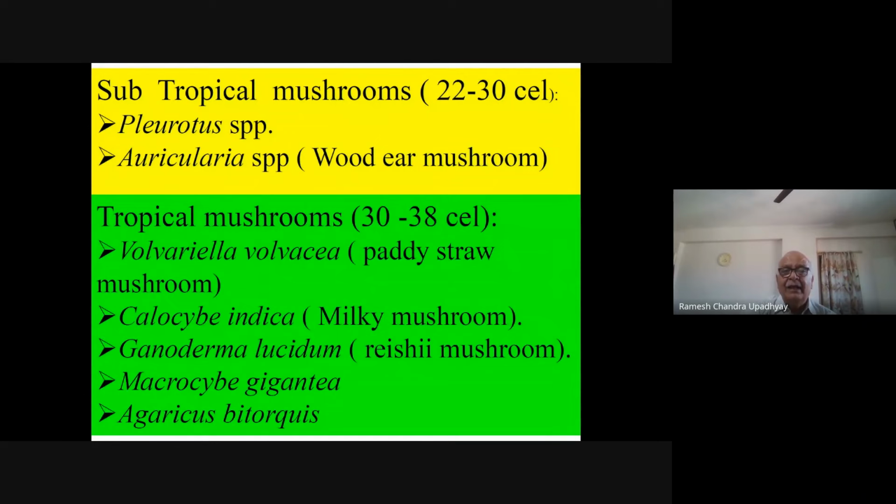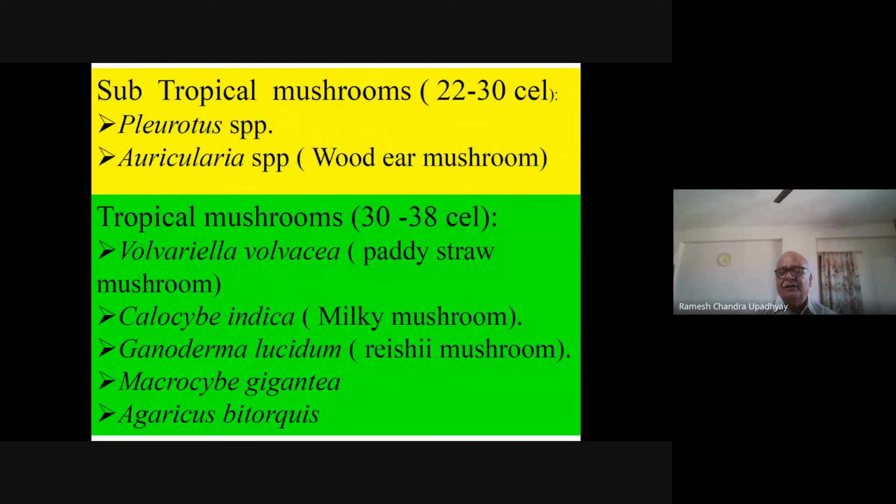Another mushroom, Calocybe indica. Indica, that name indicates this is from our Indian culture. It is also known as milky mushroom, because of the color of this mushroom, it is milky white. That's why we call it a milky mushroom.